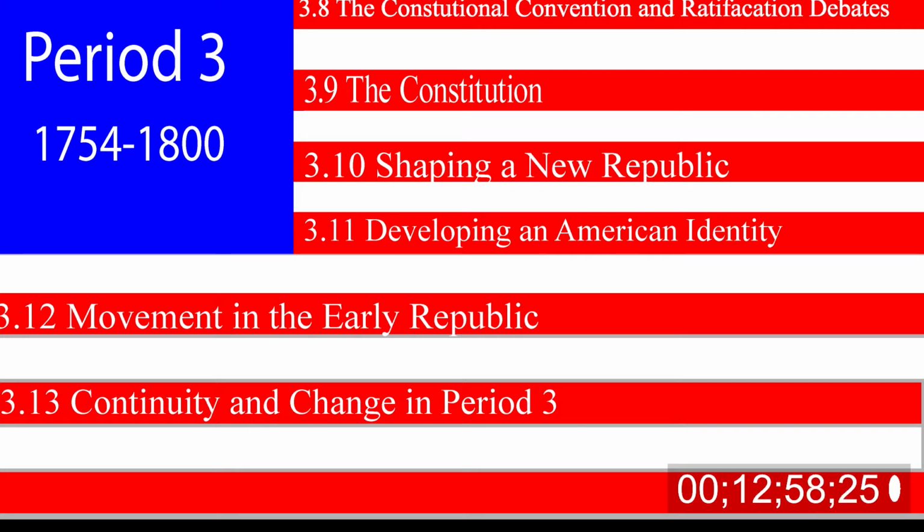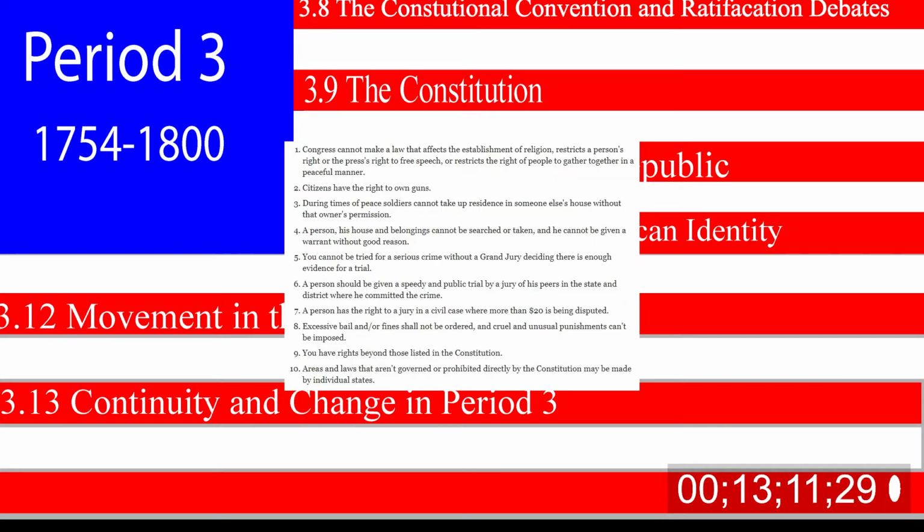So, the Constitution, it's referred to as the Great Compromise when they figured out, let's just have the Senate and the House. That's what it's called. The first 10 amendments are called the Bill of Rights. I'll put them up on screen. Just quickly read through them. Nothing you shouldn't already know.